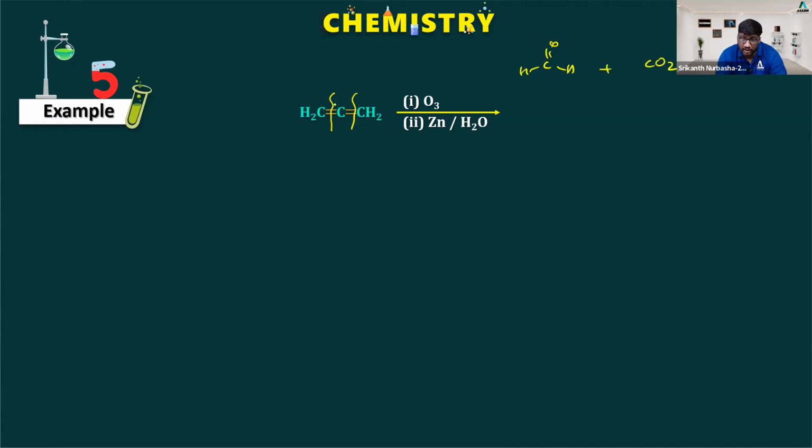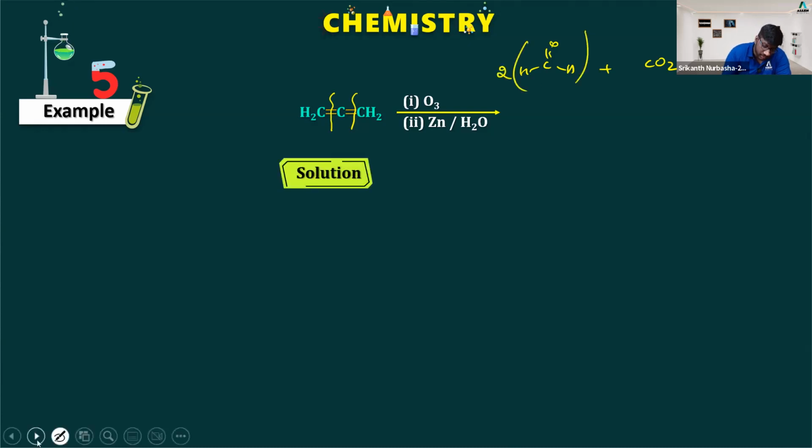This carbon is not having any hydrogens. It will convert to CO2. And on ozonolysis, this HC=H will be there. It is not converted to formic acid. And you will get 2 moles because you have 2 terminal carbons. Right.